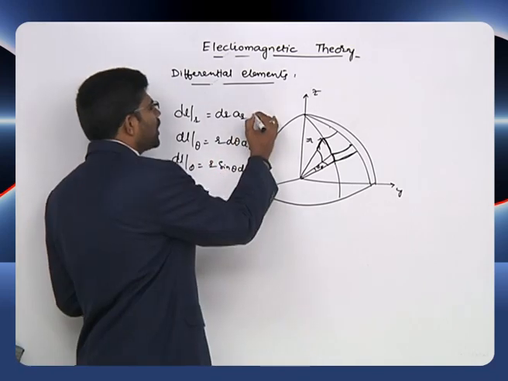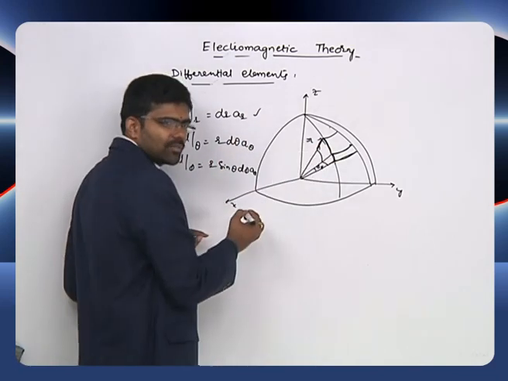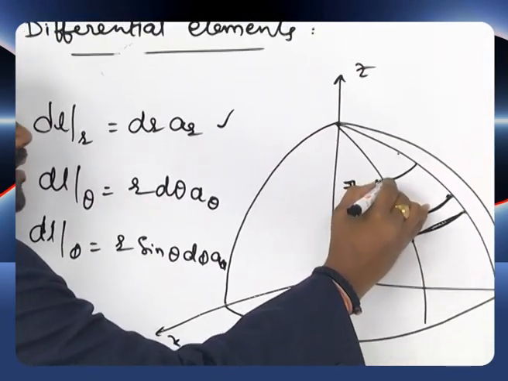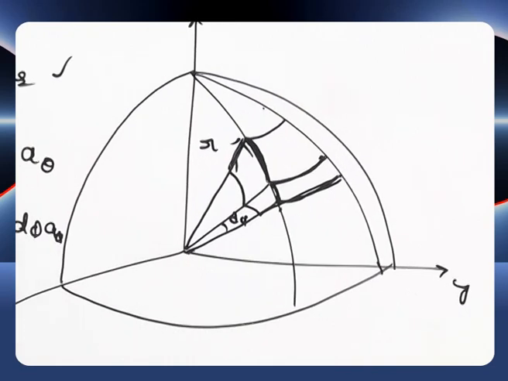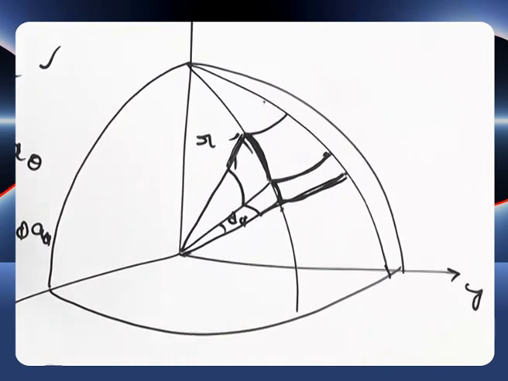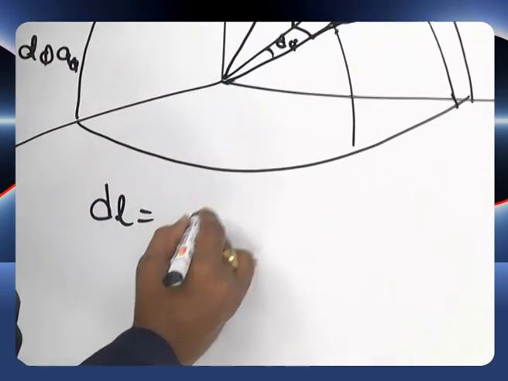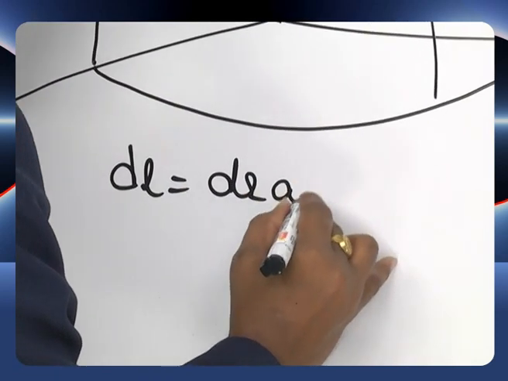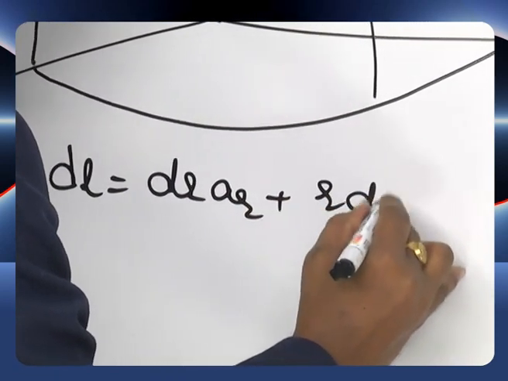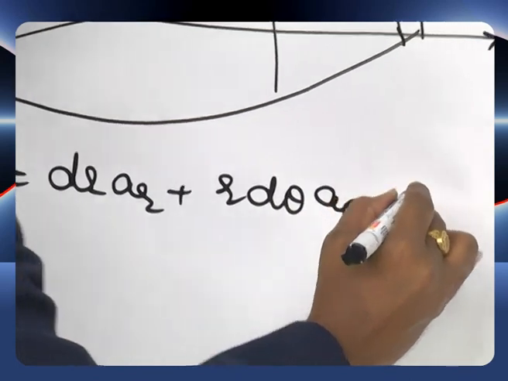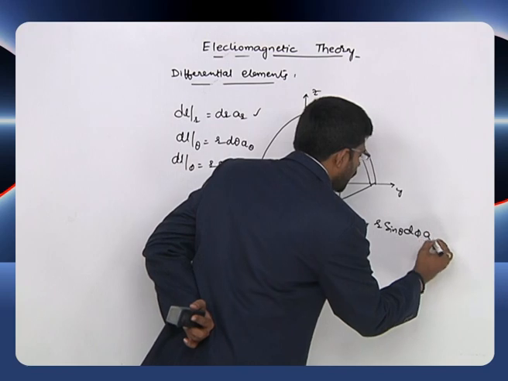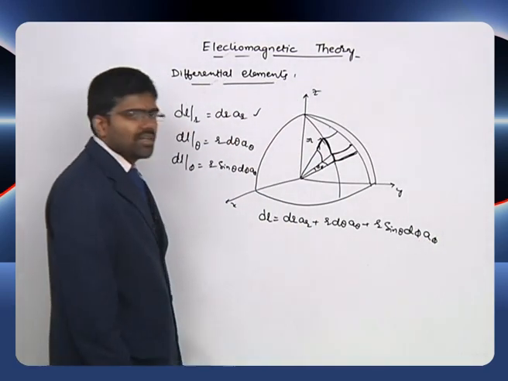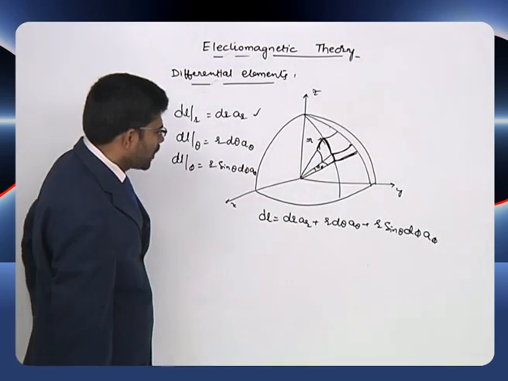The first one is along the radius, the second one is in the direction of theta, and the third one is in the direction of phi. So the general equation for the differential length can be written as dl equals dr ar plus r d theta a theta plus r sin theta d phi a phi. That is the differential length we have in our spherical coordinate system.